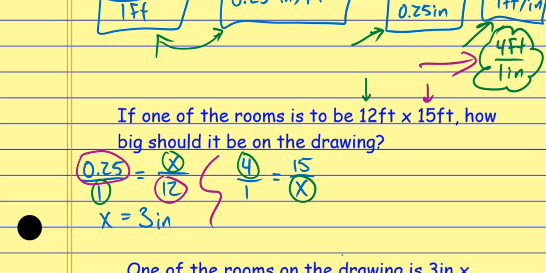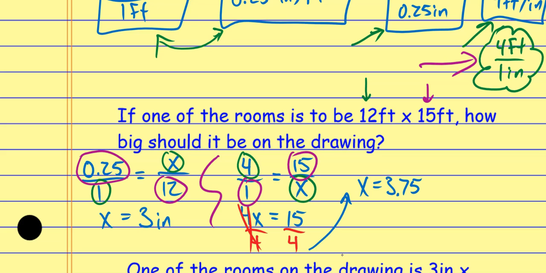So here we go. 4 times the x is a 4x. 1 times the 15 is a 15. And now I can solve this thing. I'm going to divide each side by the 4. So those cancel. So I find out that x equals, let's see, that's going to be 3.75. And again, that is inches. Okay? And so as I draw this thing, if the architect is drawing this thing, on the actual drawing, on the blueprint, he's going to make it 3 inches by 3.75 inches. Okay?